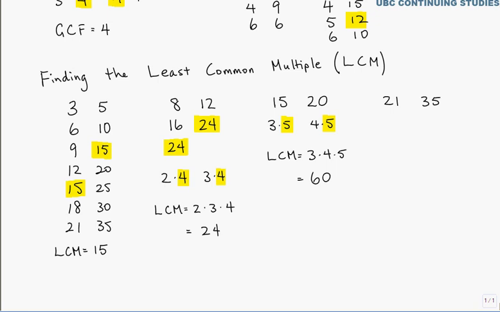We'll try one more time. 21 and 35 have a GCF of 7. So this is 3 times 7. And this is 5 times 7. There's your GCF. The LCM, least common multiple, is going to have all of those factors. 3 times 5 times 7. 3 times 5 is 15. 15 times 7 is 105. This just takes a little bit of practice, so give it a try.